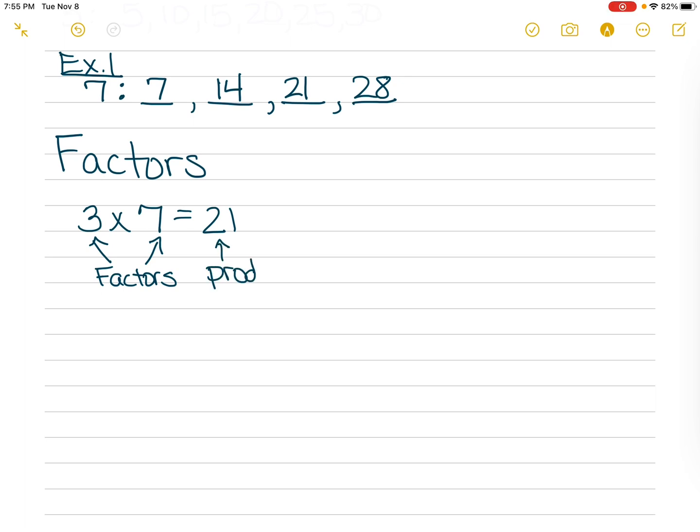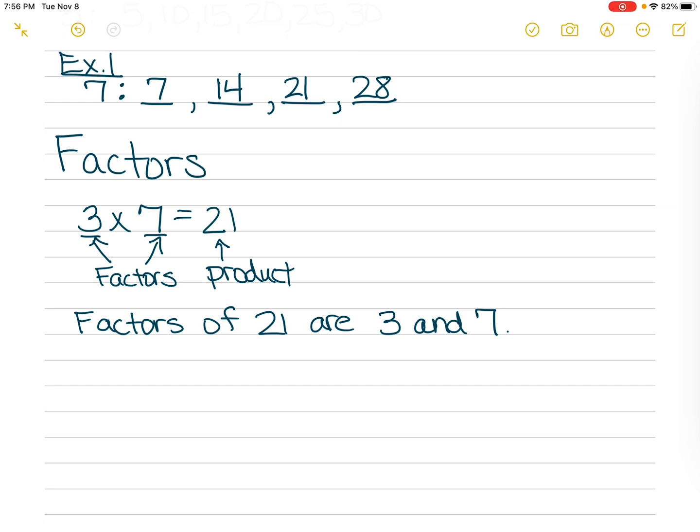So we have talked about the word product in our class already. That means the answer to a multiplication problem. So 21 is the answer to 3 times 7. But factors, we have not really talked about that word. Factors means these numbers that you're multiplying by to get 21. So write this down, you should be writing all of this down: the factors of 21 are 3 and 7.